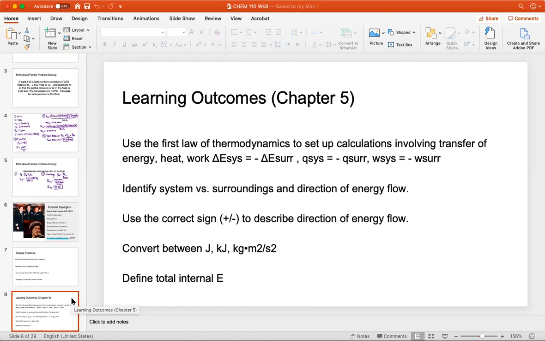So if we take a look at our learning outcomes for Chapter 5, then the most important learning outcomes that we want to be attentive to is using the first law of thermodynamics and making sure that we can identify the systems versus surroundings and making sense that, as we're thinking about these types of questions, that we think about the direction of energy flow and that we use the correct signs to describe that direction of energy flow. We can convert then between units as well as defining the total internal energy of a system.